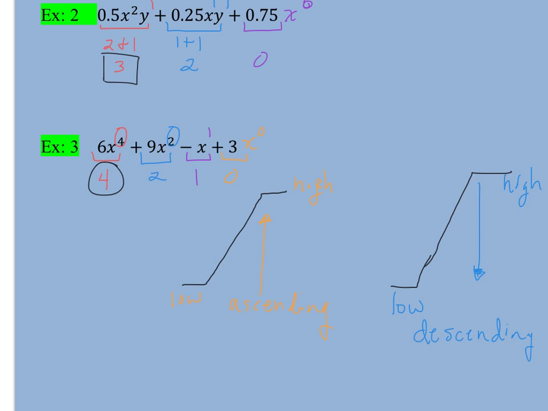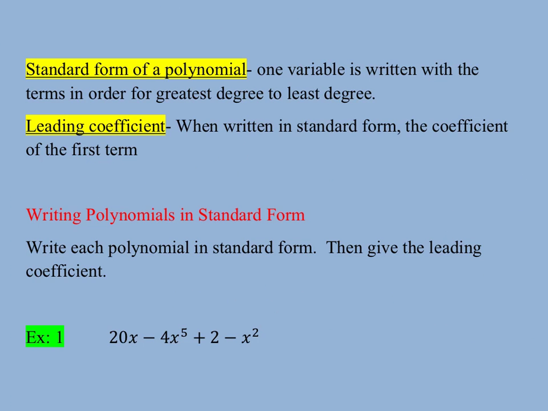So let's look at the next page. Standard form of a polynomial is where one variable is written with the terms in order from greatest degree to least degree. So that's what I was just talking about. That would be considered descending order. So let's write that in here. That's from greatest degree to least degree. So that's considered your standard form. That's typically how you're going to organize your answers.